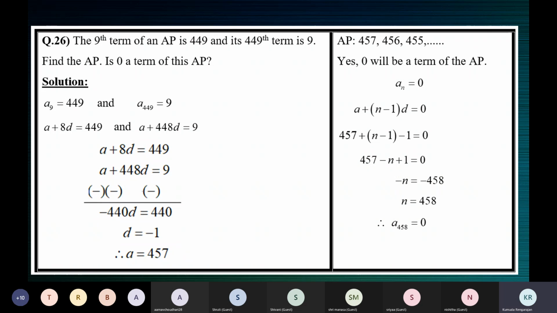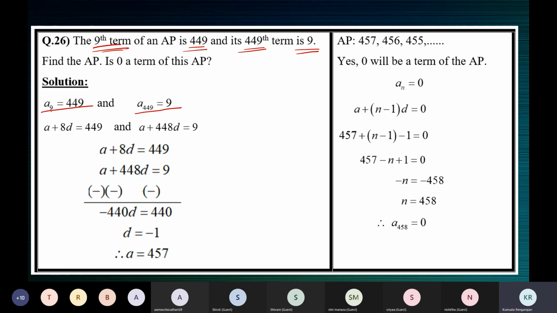So here, the ninth term of the AP is 449. It's not the sum to the first 9 terms. The ninth term is 449 and the 449th term is 9. So the ninth term, meaning A9, is 449. It's not S9, it's A9, the ninth term. The 449th term is 9.